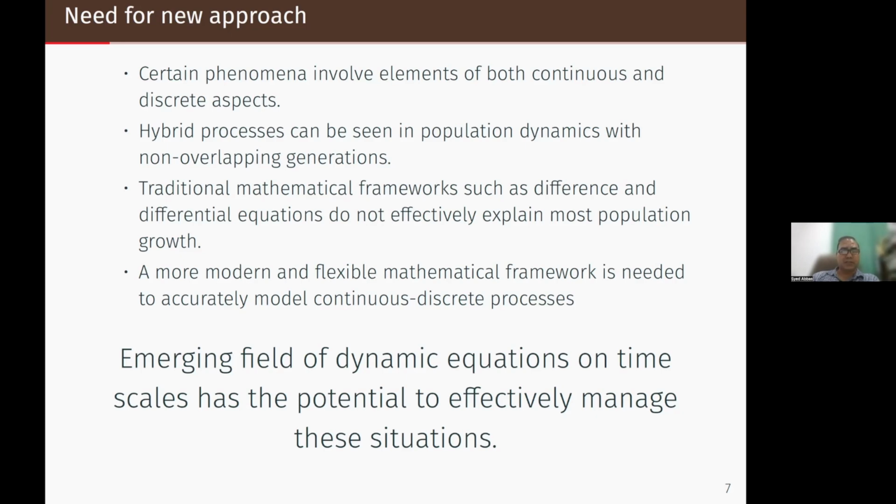This is a very emerging field, and many people are still working on it, and several applications are coming out. So it has a lot of potential.